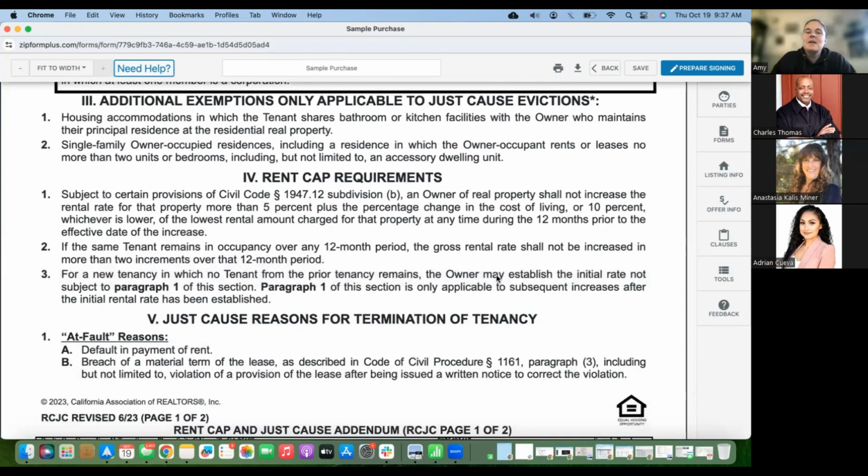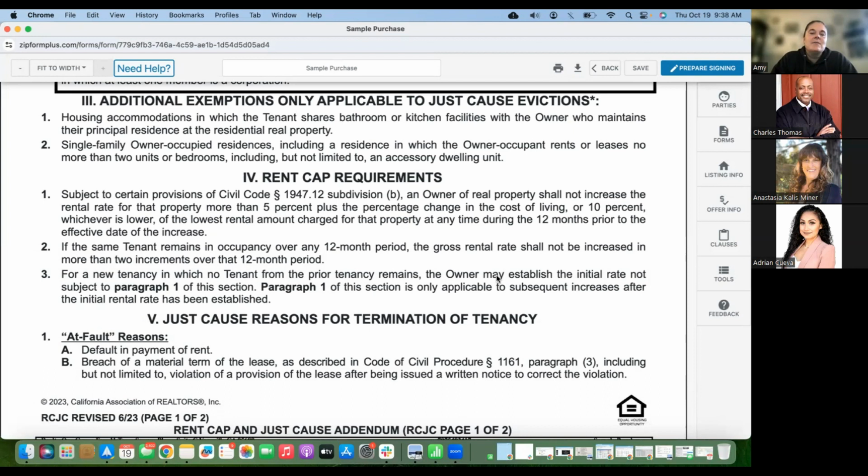Rent cap requirements, certain provisions of Civil Code 1947.12, subdivision B. An owner of real property shall not increase the rental rate for that property more than 5% plus the percentage change in cost of living, or 10%, whichever is lower, of the lowest rental amount charged for that property at any time during the 12 months prior to the effective date of the increase. I feel sorry for landlords in California.